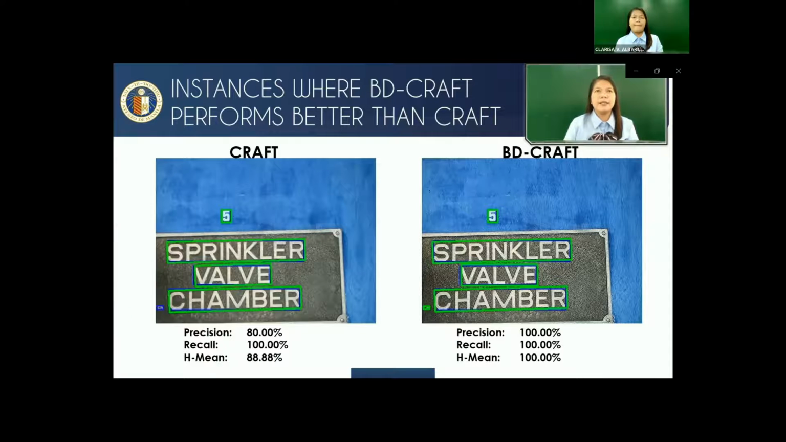Another instance where BD-CRAFT performs better than CRAFT is shown in this image. In the first image, it has a precision of 80%, a recall of 100%, and an h-mean of 88% when applying the CRAFT algorithm. Meanwhile, when using BD-CRAFT, it garnered 100% in all its precision, recall, and h-mean.